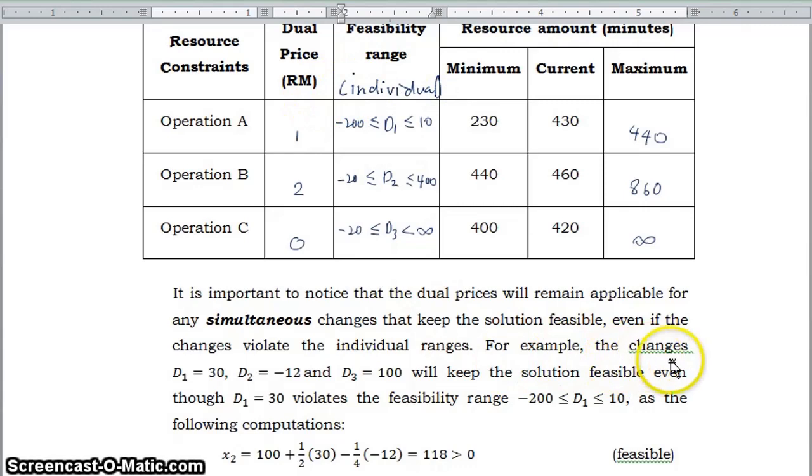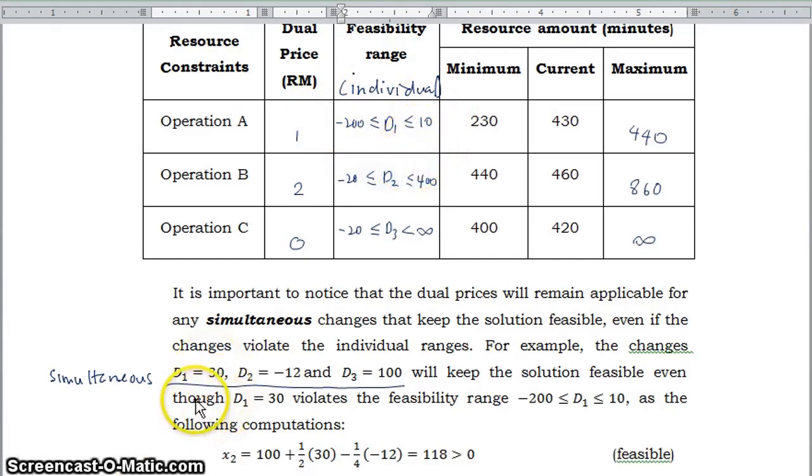For example, the changes D1 equals 30, D2 equals negative 12, and D3 equals 100. This is simultaneous changes, because we can see that Toyko changed the operating hours in operations A, B, and C. These changes will keep the solution feasible even though D1 equals 30 violates the feasibility range of D1. From this individual range, D1 must be between negative 200 and 10 to remain the current solution feasible.